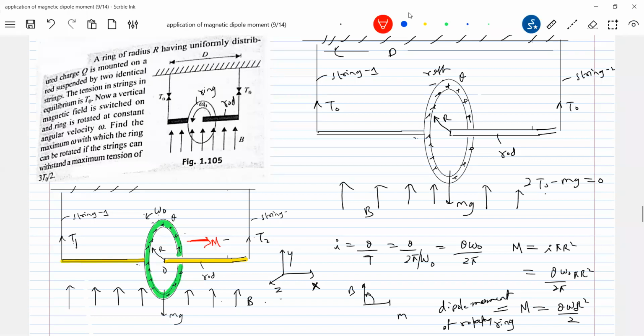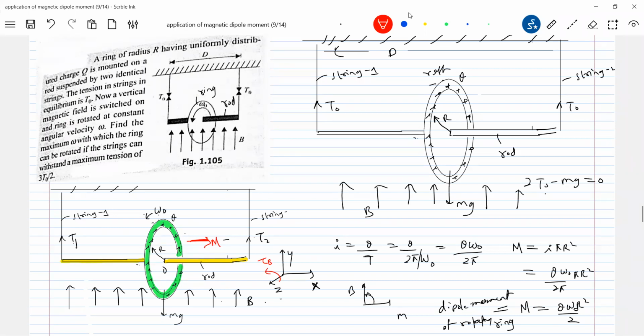So shall I put it like this, torque due to dipole moment? But what will happen? Because of the strings there, the tension will adjust itself and we will see that the rod will remain straight. I think that's what he has mentioned somewhere here.